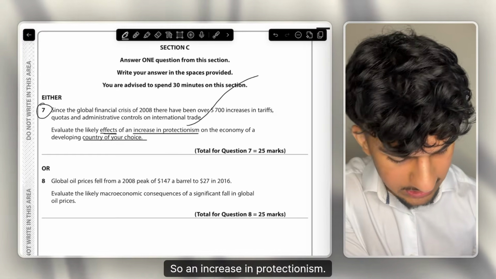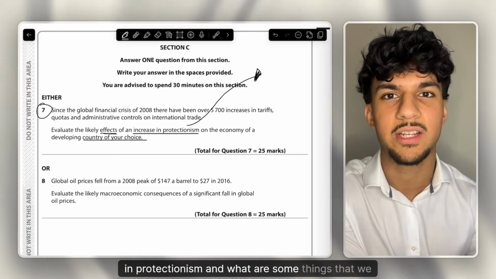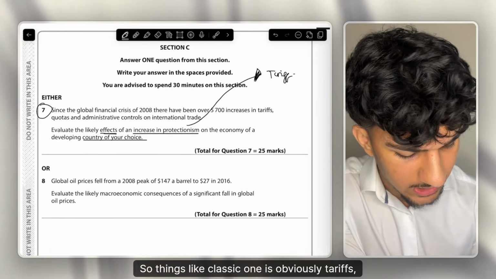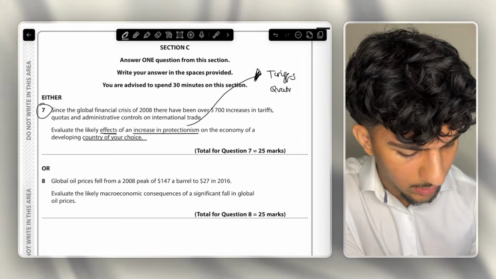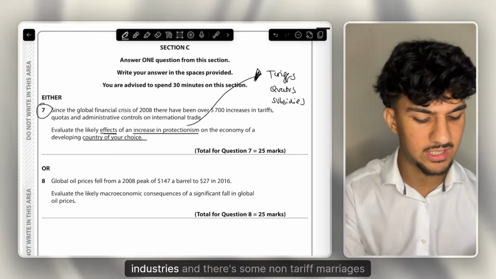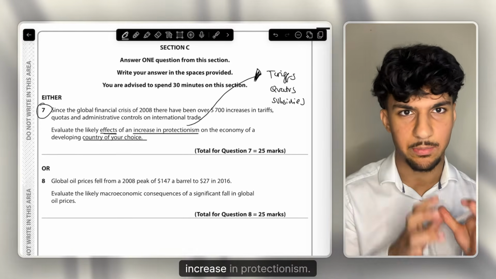So an increase in protectionism. What are the effects of an increase in protectionism, and what are some things that we actually call an increase in protectionism? The classic one is obviously tariffs. Then we have things like quotas. We have subsidies to domestic producers, for example for infant industries, and there are some non-tariff barriers as well. But these are the main things that we call an increase in protectionism.